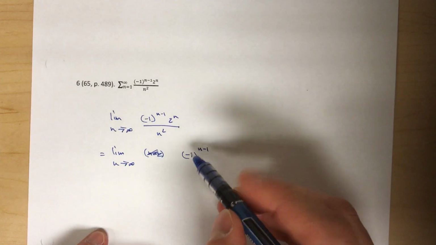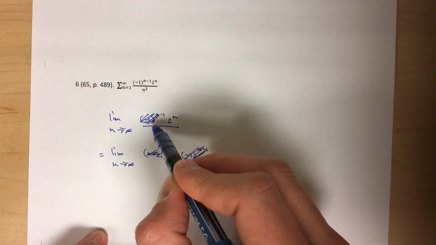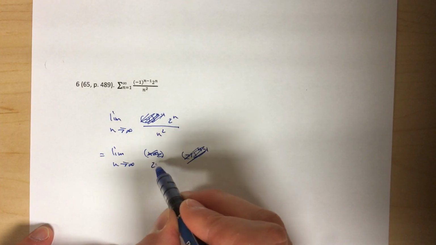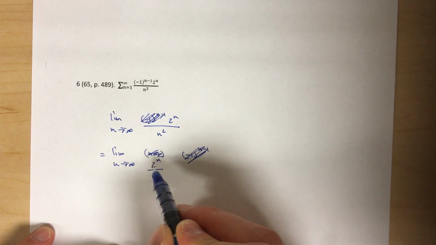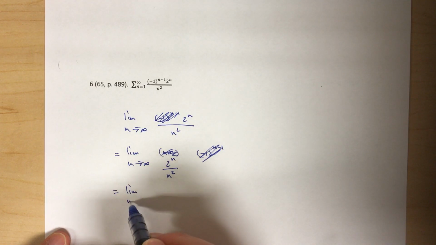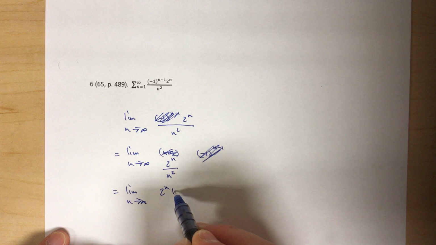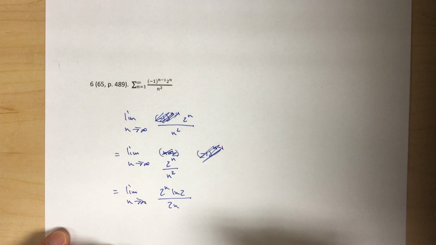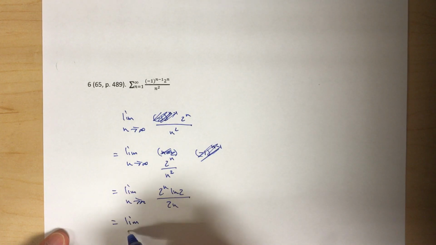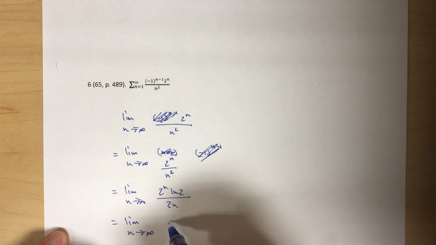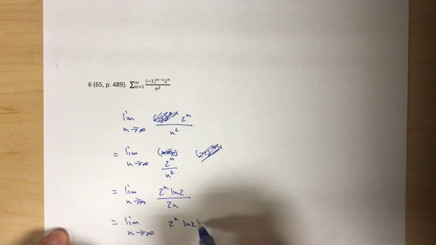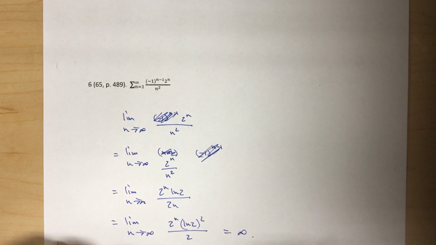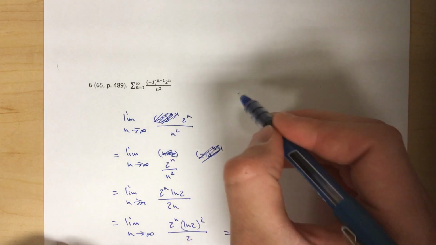You know what? It doesn't actually matter if this part is in here, right? Because if this doesn't approach 0, then making it oscillate, it still doesn't approach 0. So 2 to the n divided by n squared. All right, and that is the limit as n approaches infinity of 2 to the n ln 2 divided by 2n. Still infinity over infinity. That's the limit as n approaches infinity of 2 to the n times ln 2 all squared over 2, which is infinity. Okay, so the limit of this sequence does not equal 0.